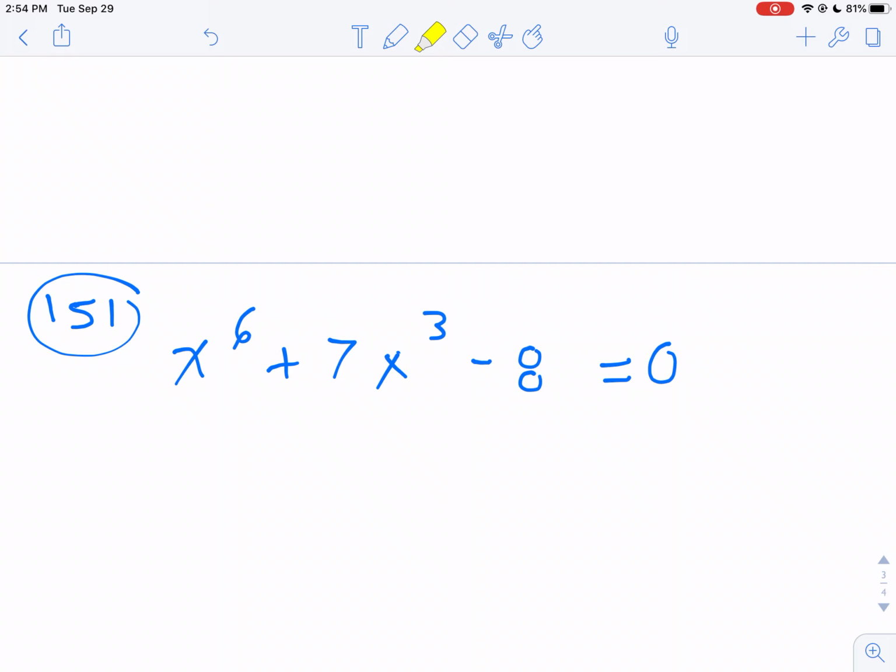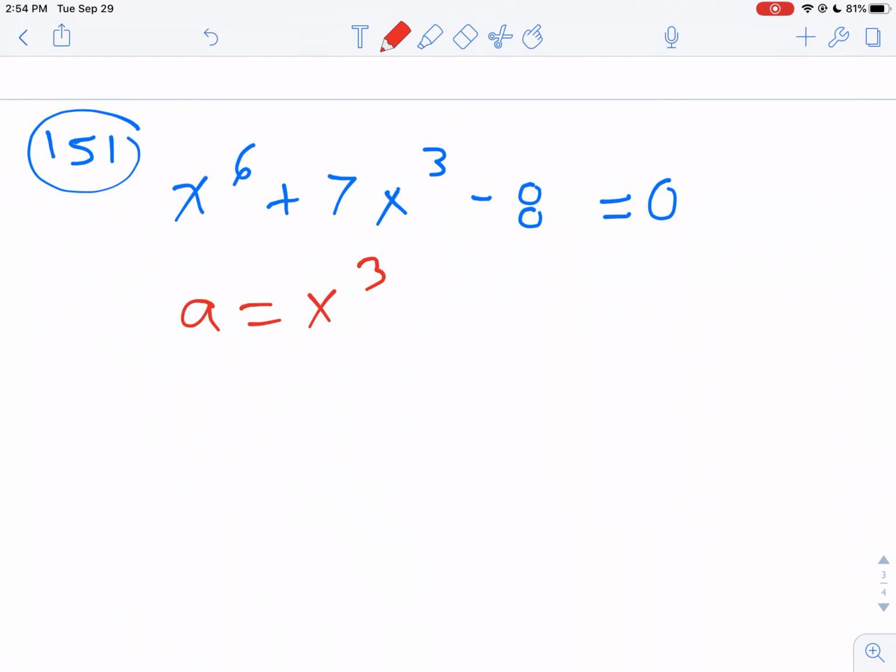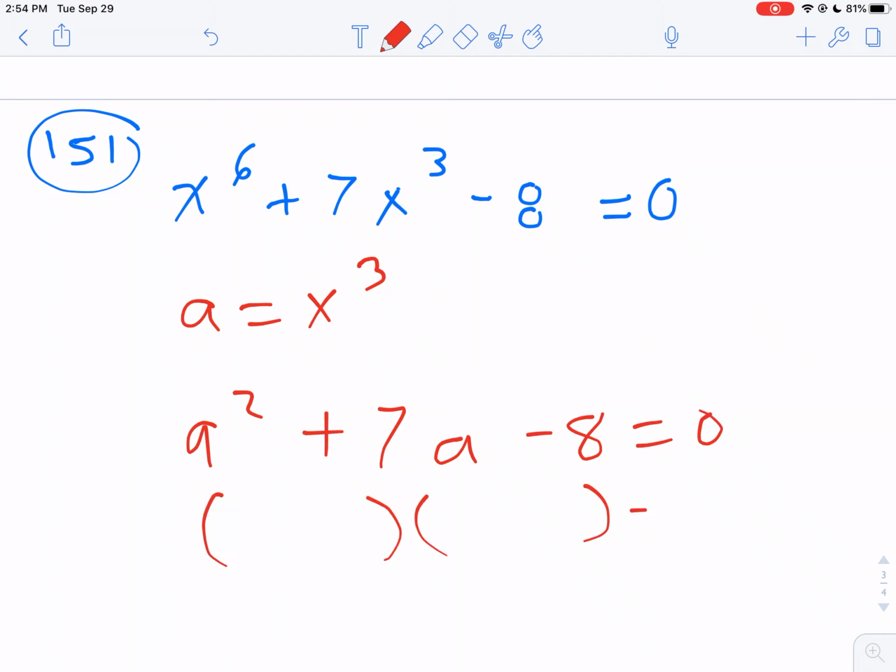All right, 151. So this is a 6-degree equation, and when I look at this, I could totally do the same thing I did earlier. I could let my a be equal to x to the third and try to see if I can factor it. If I did that, then I would have a squared plus 7a minus 8 equal to 0. And again, using my little trick that I used earlier, a times a is a squared.